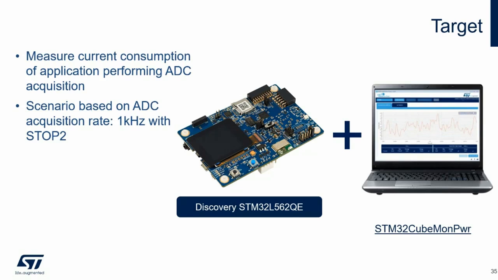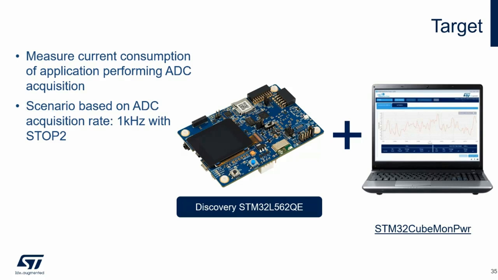The firmware will perform ADC acquisition with a 1 kHz rate. When the sample acquisition is finished, the microcontroller will enter stop 2, which means that all high-speed clocks are turned off, and internally the chip is supplied from the low-power LDO. After wake-up, just before the next sample acquisition takes place, the microcontroller will continue executing exactly at the point where it left off. The content of the memory and the state of the processor is retained in stop 2.